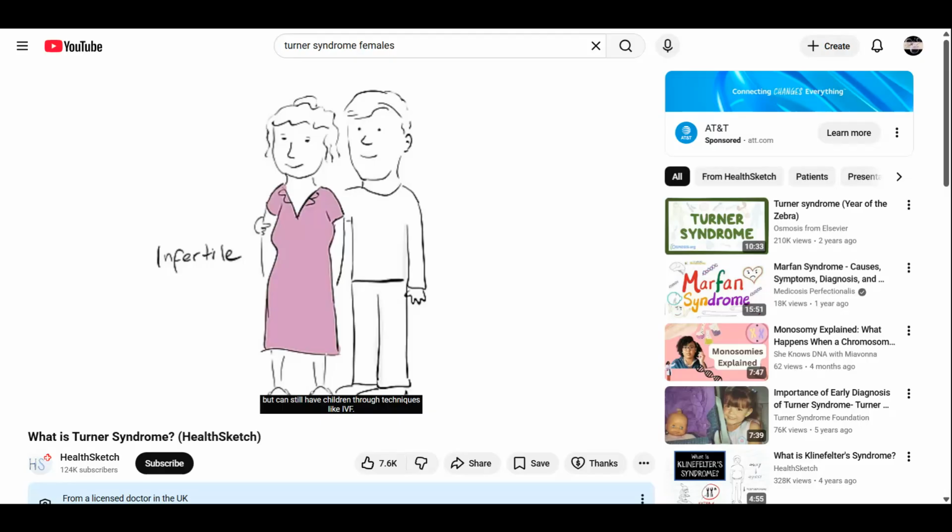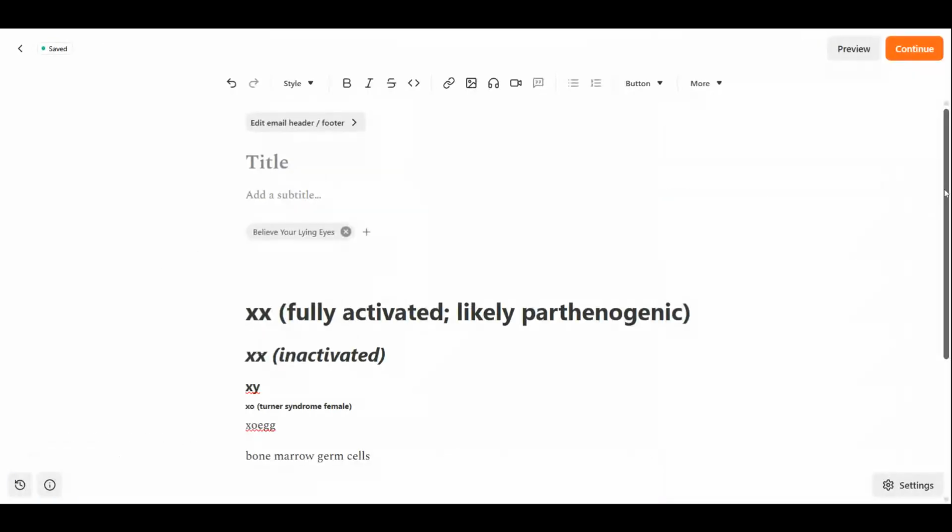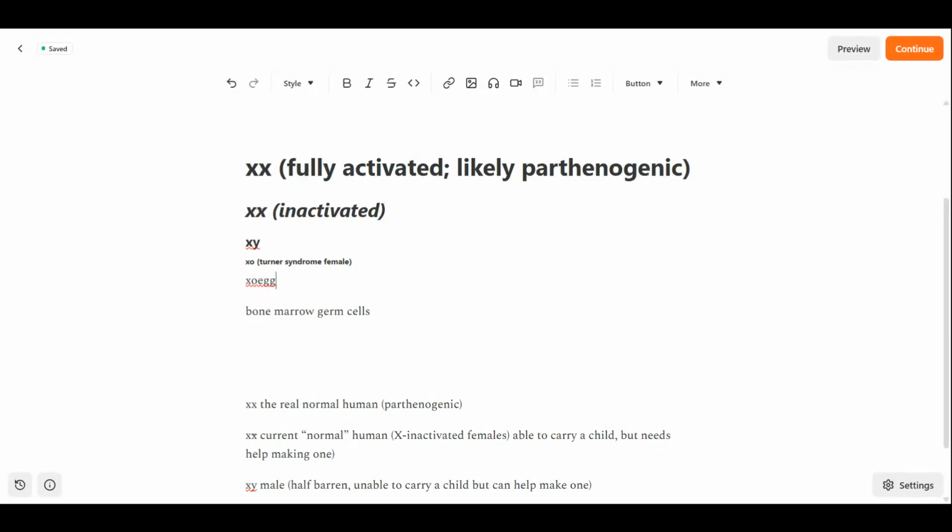I want to show you that. Here, right? So these three, from this Turner syndrome all the way to the X that we have right now. This is what we have right now.